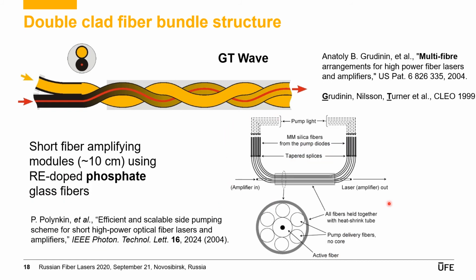Short amplifying modules with a length of about 10 cm were fabricated using rare earth doped phosphate glass fibers with high concentrations of active ions. It has a great advantage for short pulse amplification. It works at medium power levels of up to about 10 to 20 watts.